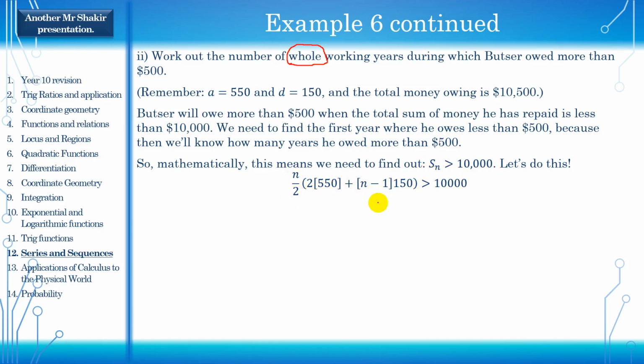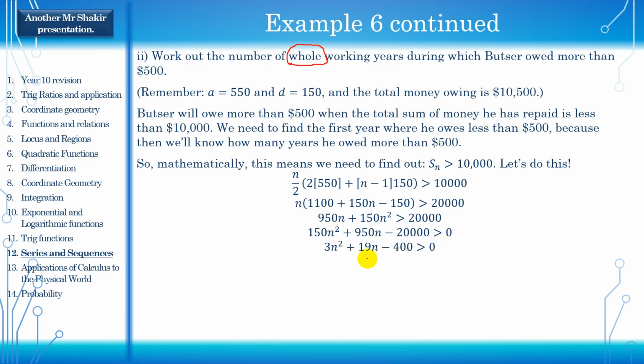So S of n, we use the formula, sub in everything we know. A is that, D is that, and we need to find n. We need to find the number of years. That's why that is still a variable. Simplify that, and you will get an equation like this.